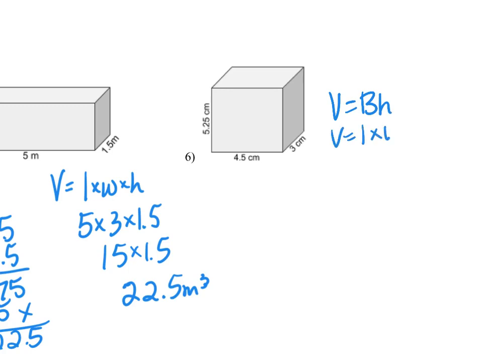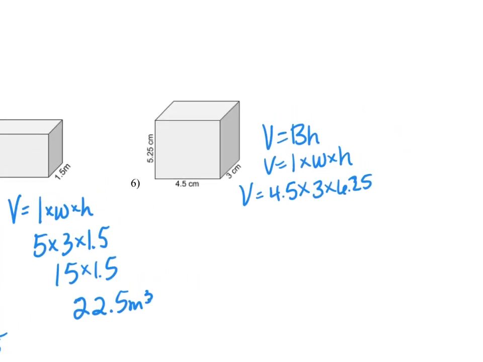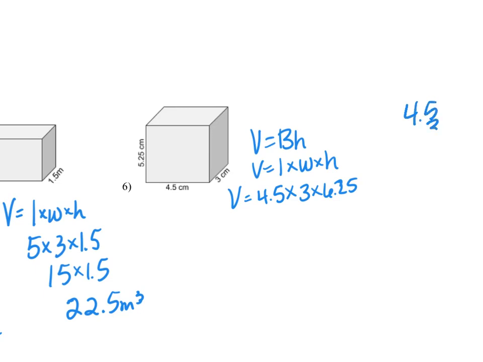Okay, we're going to do length times width times height. So why don't you pause it right here and then do it on your own for a minute. Okay. You should have, it doesn't matter the order, because our multiplication rule tells us that it is not particular, because it's all multiplying. So 4.5 times 3 is 13.5. So 13.5 times 6.25.